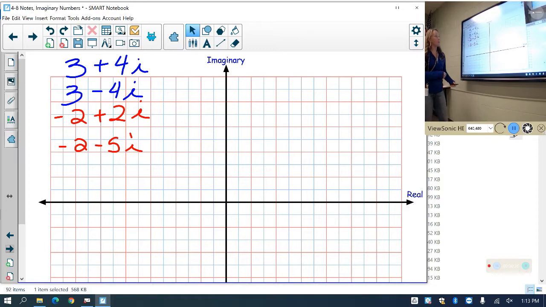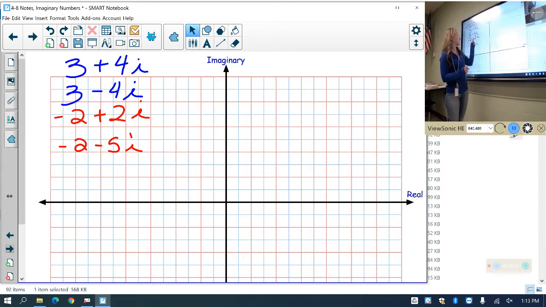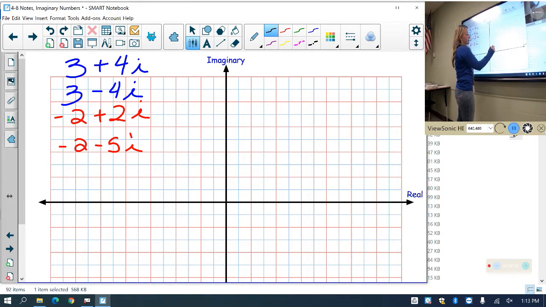How do you graph complex numbers? Well, the graph looks the same. The only difference is we use the x-axis as our real number and the y-axis as our imaginary number. So what we're going to do is go and graph these. I have 3 plus 4i. 3 is my real number, so I go right 3 plus 4i. I'm going to go up 4, and I have 3 plus 4i.